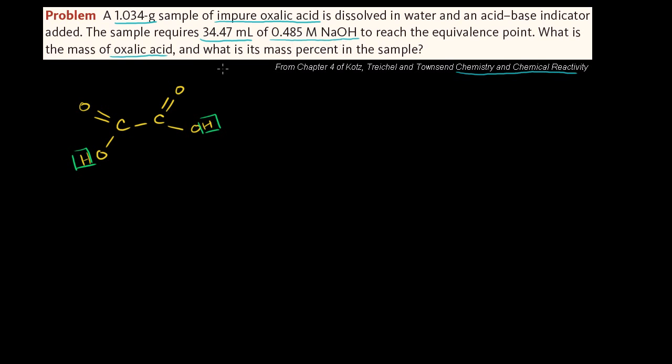Now, when you put sodium hydroxide in the water, it really just dissolves, and you can really just think of it as hydroxide. Each hydroxide can nab one of the hydrogen protons. So for every one molecule of oxalic acid, you're going to need two hydroxides, one to nab this hydrogen proton, and another one to nab that hydrogen proton. So let's write down the balanced equation that we're dealing with here.